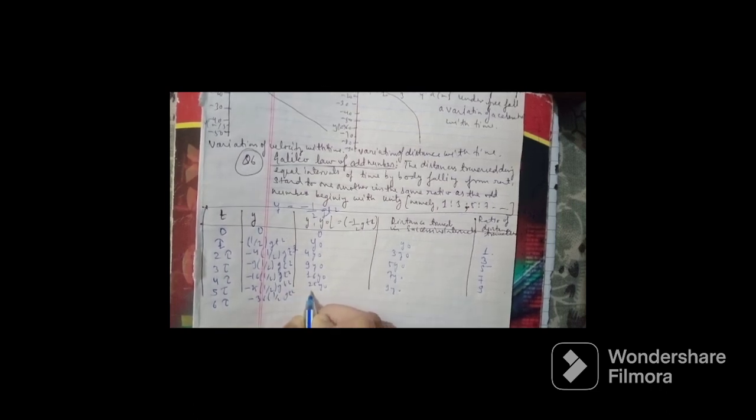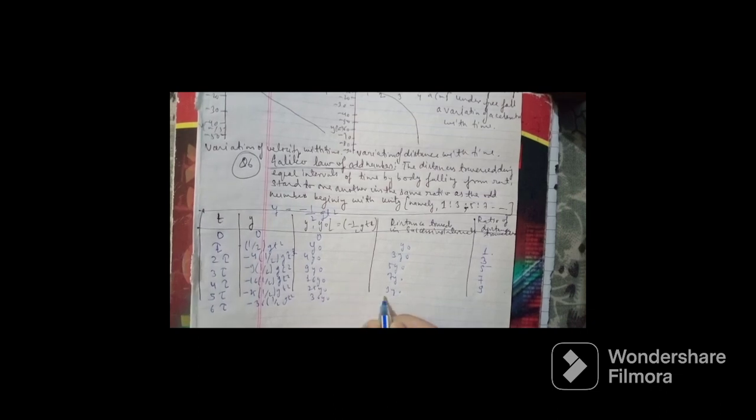Another is 6 tau minus 36, 1 by 2 g t square, this is 36 y naught, 11 y naught, and 11. This is how it will be made.